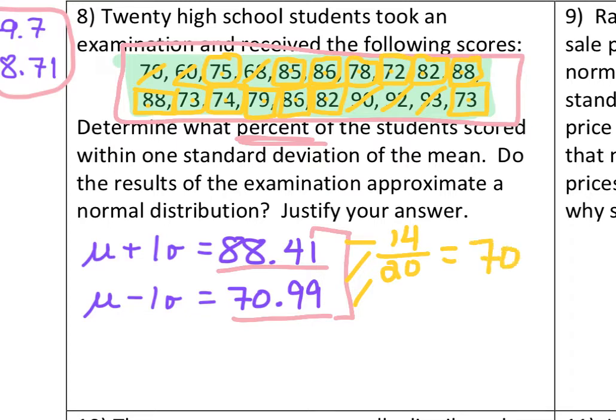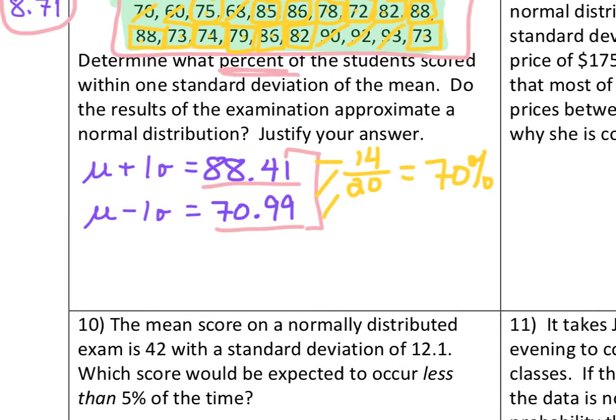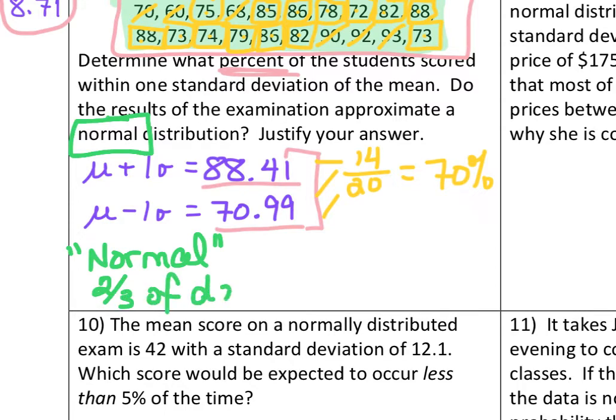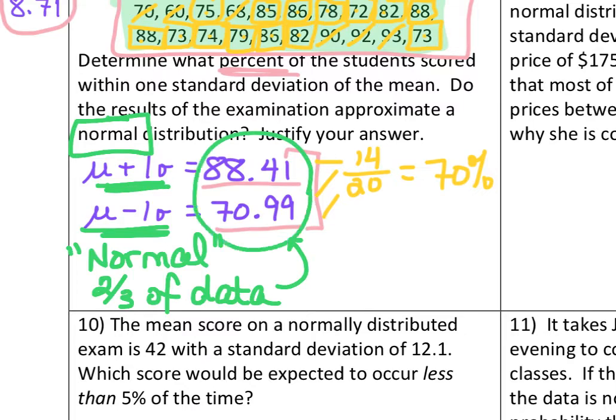And so that's going to be 70%. And the question really is, do the results approximate a normal distribution? And remember that to call something a normal distribution, you have to have about 2/3 of the data in that range between the mean plus one standard deviation and the mean minus one standard deviation. And 70% is approximately 66%. And so I'm going to answer yes to this question.